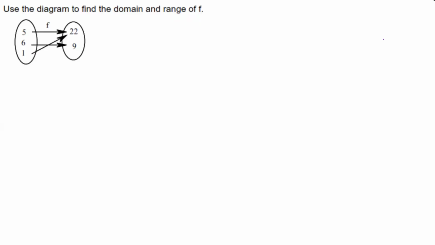All right, so here we're supposed to use a diagram to find the domain and range of f. So domain is equal to what? Well, it's going to be all the x values. So it's going to be 5, 6, and 1. And our range is going to be all the y values, and so that's 22 and 9.